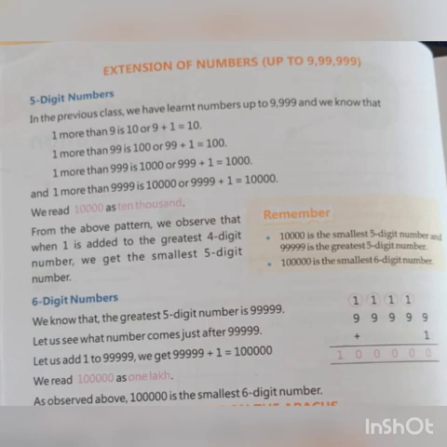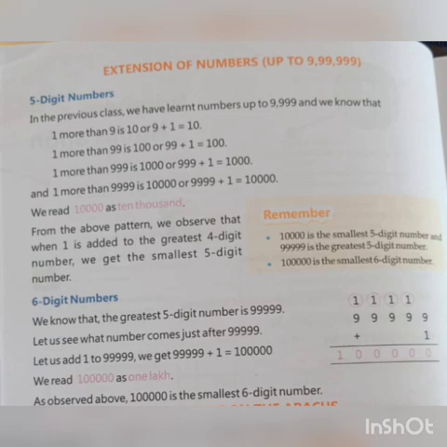Today we are going to discuss chapter 1 from your textbook. What is chapter 1? Numbers and Numeration. Take page number 6 in your textbook. First, they have given the concept of extension of numbers. Then they have given it under the heading 5-digit numbers.